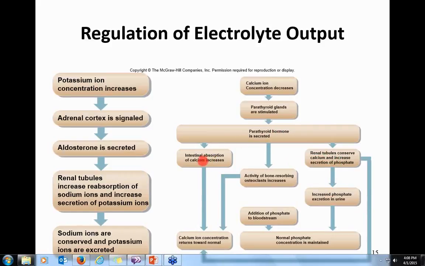Parathyroid hormone affects the intestine, the bone or skeletal system, and the kidney, or the renal or urinary system. And all these mechanisms will return calcium ion levels to normal. Now I'm coming back to here: when you conserve calcium, you're going to excrete phosphate. So the more phosphate you excrete, that's going to cause you to add more phosphate to the bloodstream, because again, you want to keep phosphate and electrolyte ion levels constant.